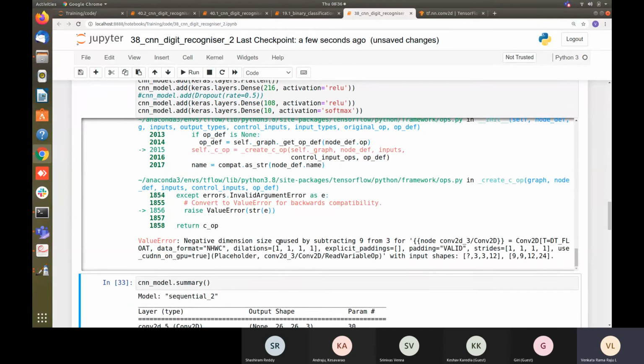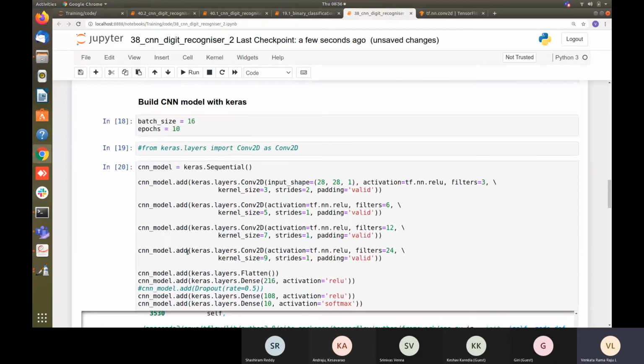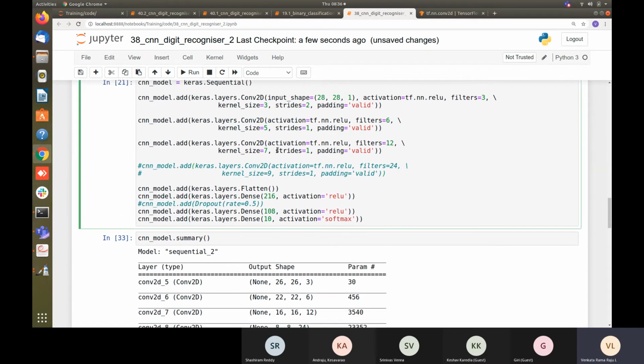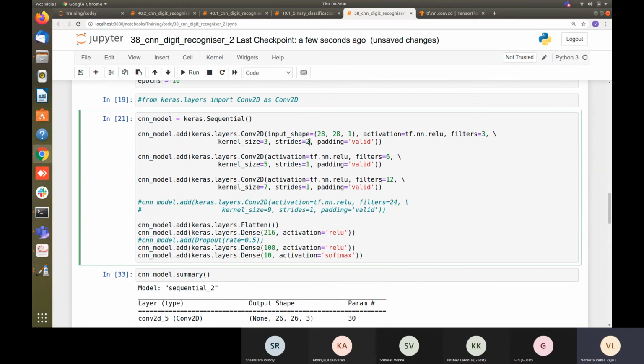Negative dimension size caused. Okay, got it. I think we have too many layers here. By the end of this, it is actually causing a negative dimension. That's the problem, we have too many layers. Previously, if stride is 1, what is the output here? 22, right? Guys, are you understanding?